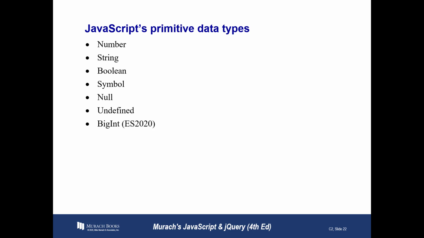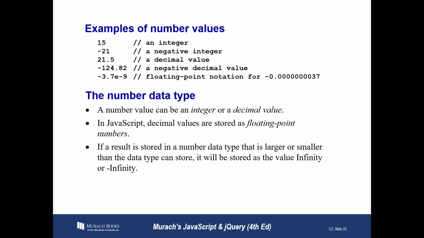Null is something that is unknown. Undefined looks like null, but they're actually different. And big int, which I've never used, is something new in ES 2020. So there's some number examples.